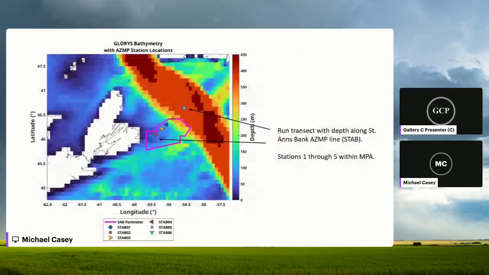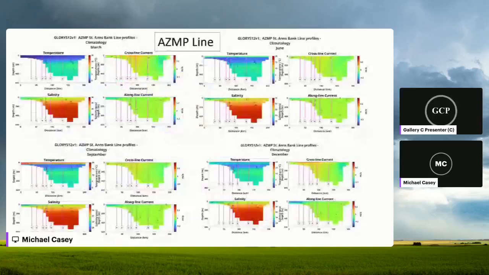Let's see here. So what else we can do here is run a transect along the St. Anne's Bank line here that's parallel to the AZMP line. Stations 1 through 5 are within the MPA. And if we look at this here, don't worry about the current. That's these columns here. But March is up here in the upper right-hand corner, then June, September, December. If you look at the various months, you see that the areas of the MPA that are bordering the Laurentian Channel do not have much of a seasonal cycle at all, whereas the surface layers, of course, have a seasonal cycle.